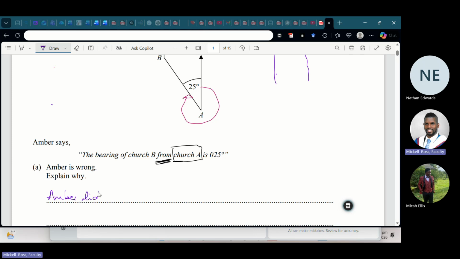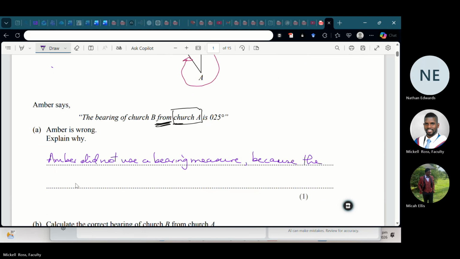So Amber did not use a bearing measure because the bearing must be measured from the north and in a clockwise direction.